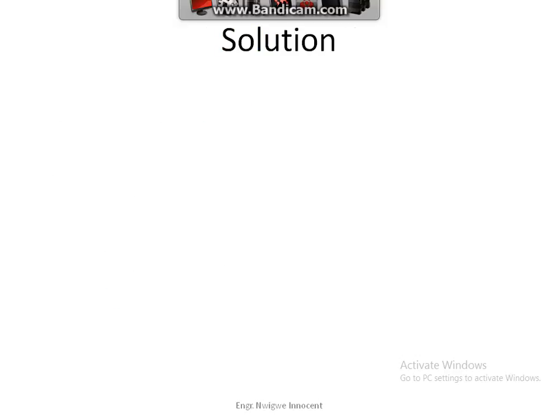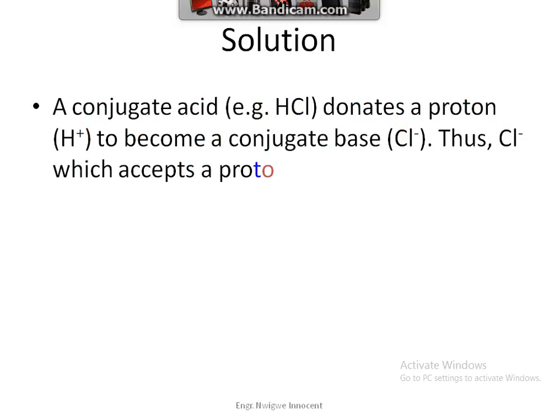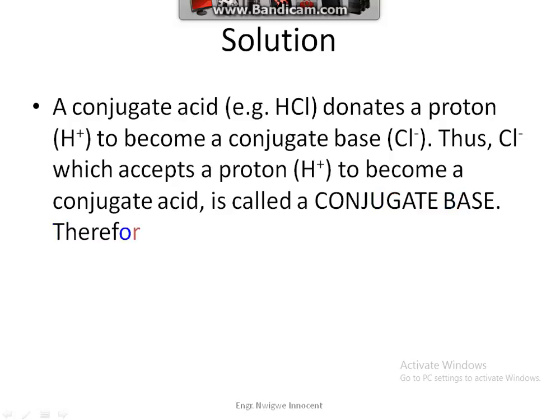Solution. An acid, example HCl, donates a proton, hydrogen of positive valency, to become a conjugate base of chlorine of negative valency. Thus, chlorine of negative valency accepts a proton from hydrogen.